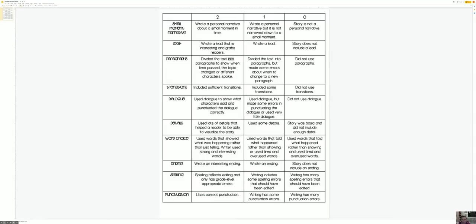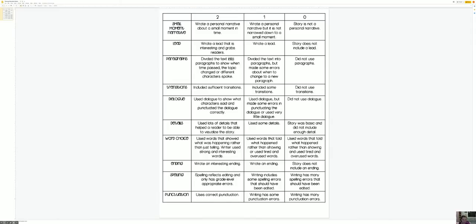The next one is a lead. This is the very beginning of the story, what makes it interesting at the beginning. So number 2 wrote a lead, you get 2 points if you wrote a lead that is interesting and grabs readers, 1 point if you wrote a lead, and 0 points if you did not include a lead, okay?